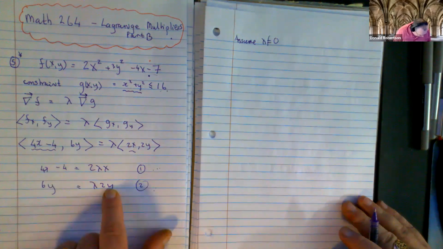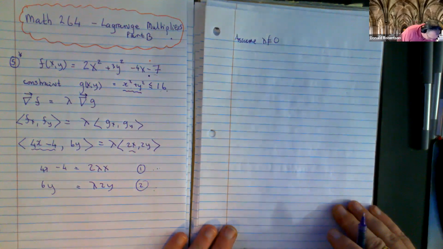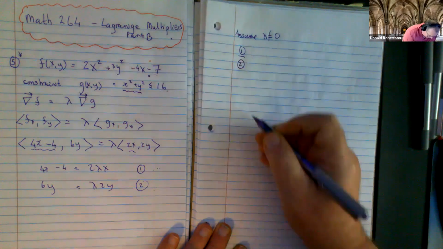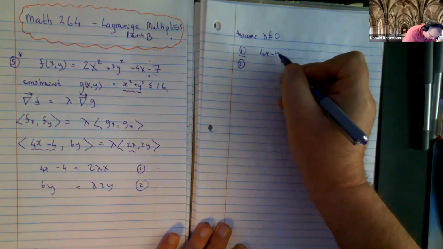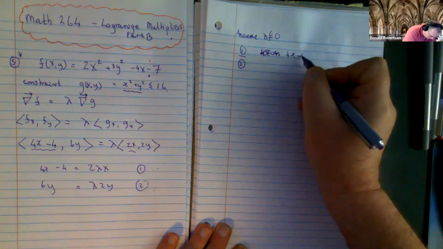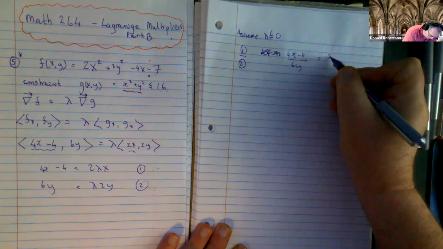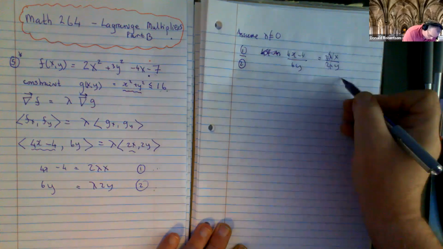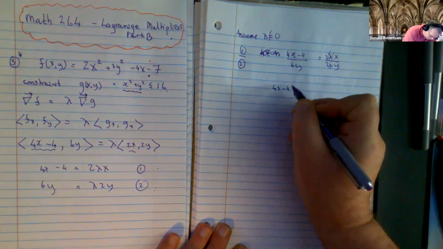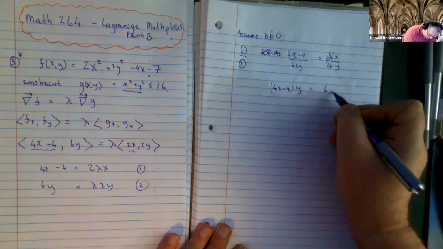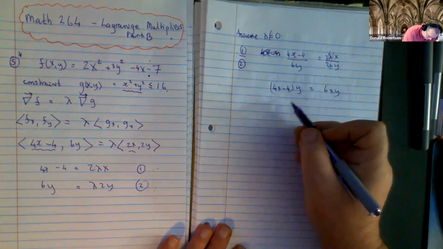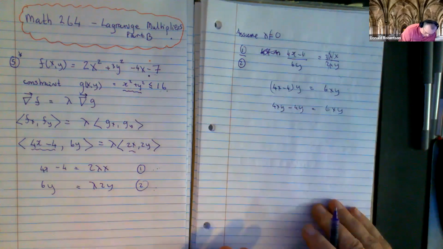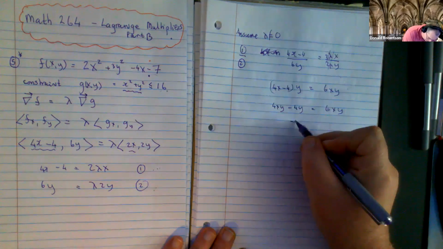And I'm looking at these two equations and it's getting a little bit messy. So I'm going to take equation 1 and divide it by equation 2. And I get 4x take away 4 over 6y is going to be 2 lambda x over 2 lambda y. These cancel, and I can cross multiply. So I get 4x take away 4 times y equals 6xy. And I get 4xy take away 4y equals 6xy. I get this fella.